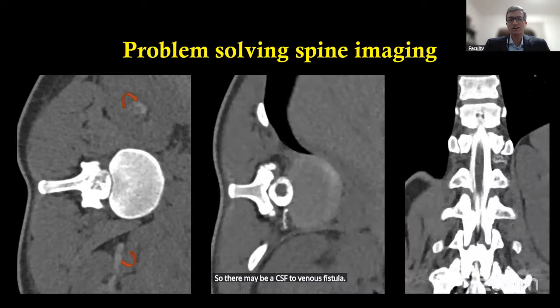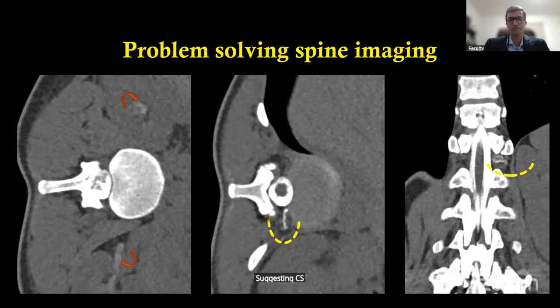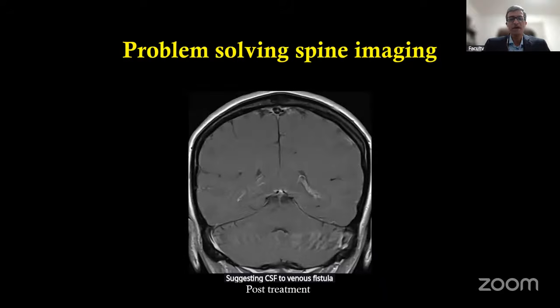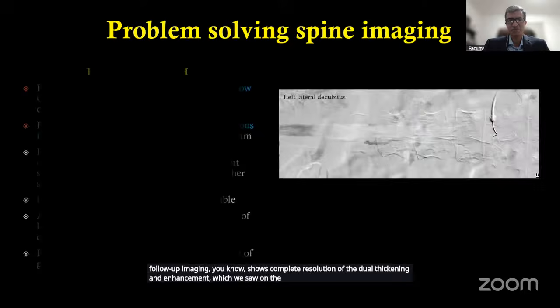Okay. And subsequently, at that suspicious level, we started seeing venous enhancement here on the left side at the T12-L1 junction. We have this opacifying paravertebral vein suggesting a CSF to venous fistula. The surgeon went ahead and clipped that fistula, and following clipping, the patient's symptoms resolved, and follow-up imaging shows complete resolution of the dural thickening and enhancement, which we saw in the preoperative study.